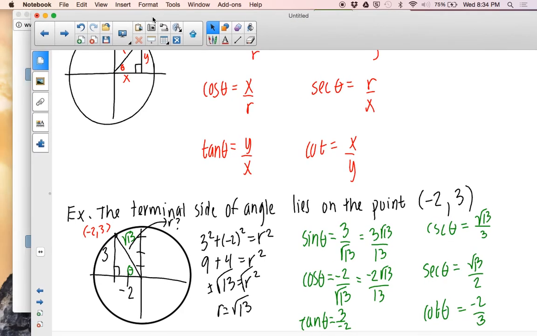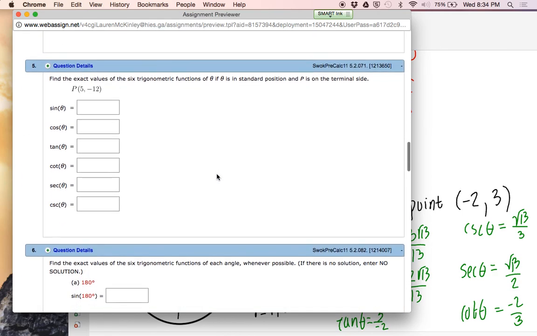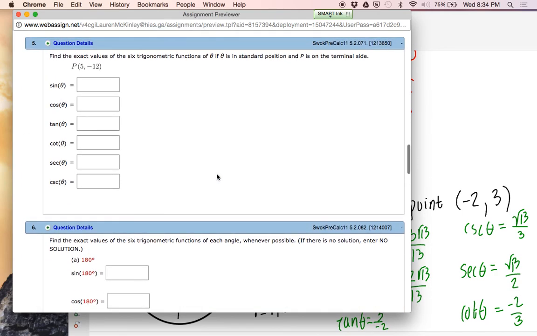Once again, pause your video, go back to WebAssign, and number 5 is a circular trig problem where they give you the point.